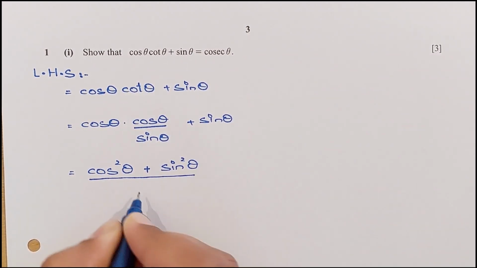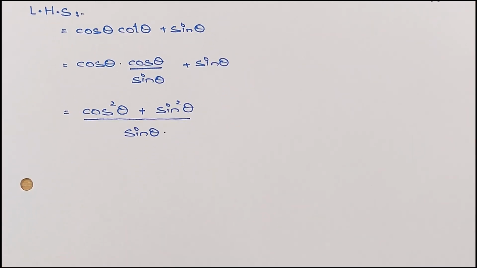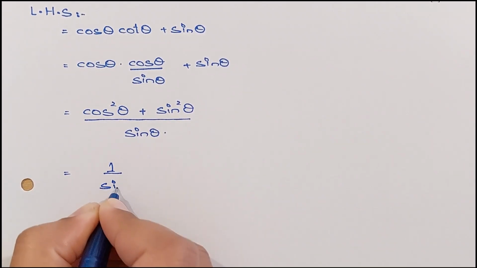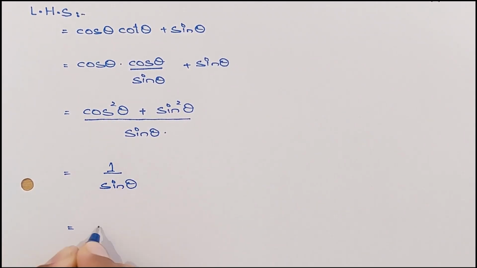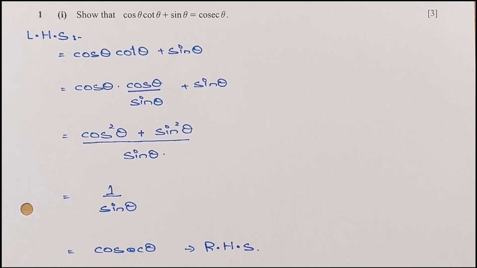divided by sin theta. And by using the identity cos square theta plus sin square theta equals 1, we get 1 over sin theta. And the reciprocal of sin is cosecant theta. And this is my right hand side. Right, so this is proved.